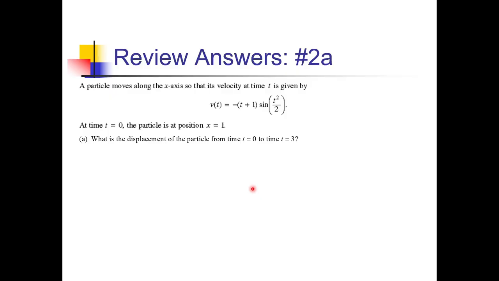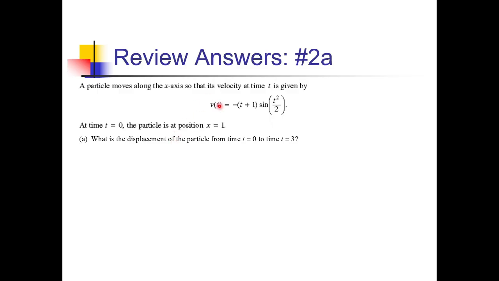For this calculator-based free response question, we have a particle moving along the x-axis with a velocity given by this v of t function. And we're told at time 0, the particle is at position x equals 1. For the first part of this problem, they want to know the displacement of the particle from time 0 to time 3. So if we're finding displacement, that's just the total change in position.